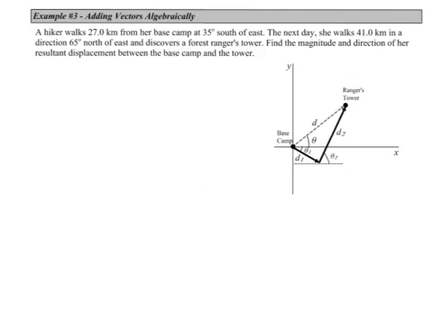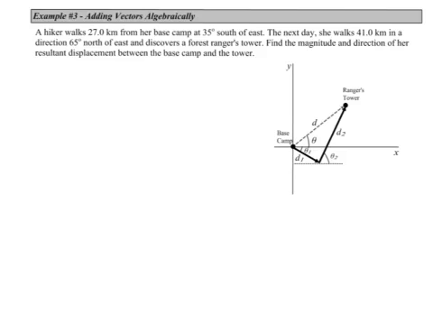So let's look at an example of how to do this. Say we have a hiker who walks 27 kilometers from base camp at 35 degrees south of east. The next day she walks 41 kilometers in a direction 65 degrees north of east and discovers a forest ranger's tower. We want to find the magnitude and direction of her resultant displacement between the base camp and the tower.